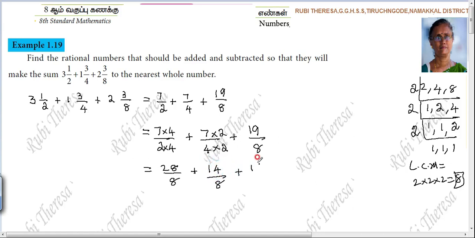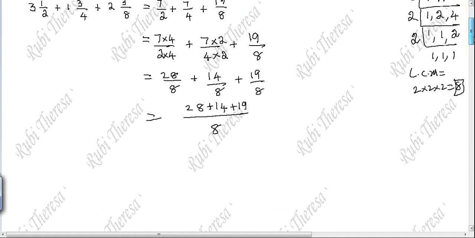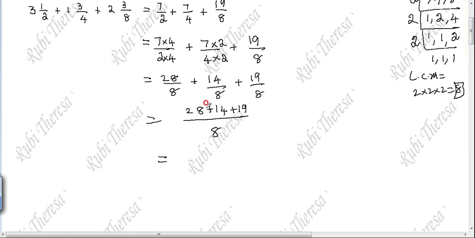14/8 plus 19/8. Now you see, common denominator. So numerators are added and divided by the common denominator. So 28 plus 14 plus 19. You have to add all these things. How can you add? Very good. 9 plus 1, 10. 10 plus 3, 13. 13 plus 7, 20. 20 plus 1, 21. Remainder 2 4. 4 plus 1, 5. 5 plus 1, 6.